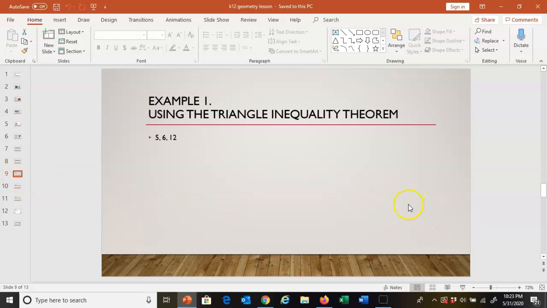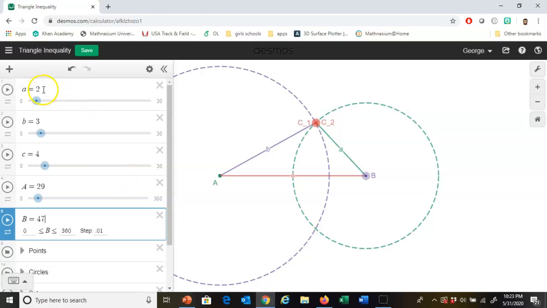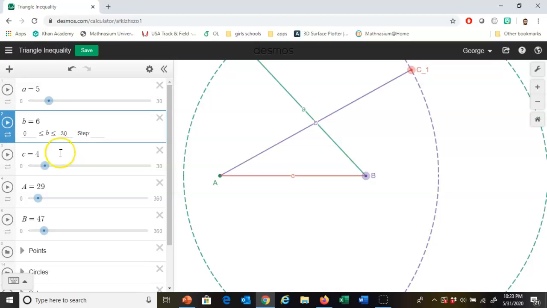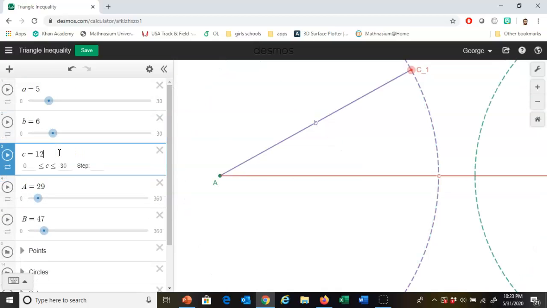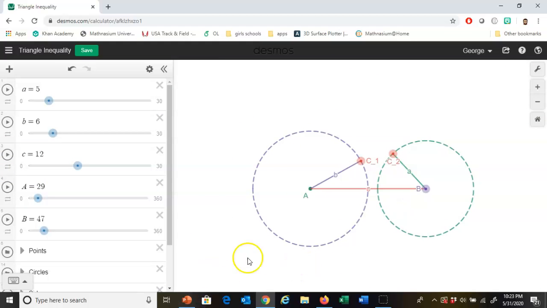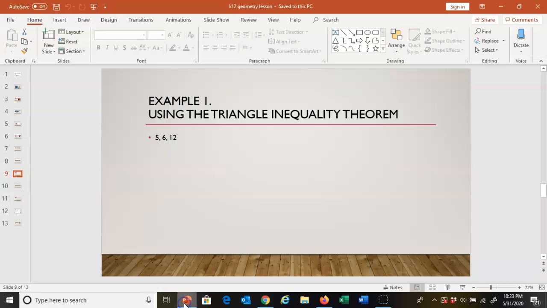So now that we know that, let's try a couple more examples. Does this work? 5, 6, and 12. Well, just looking at it, 5 plus 6, that's 11. That's not bigger than 12. So that's going to be a no. If we look at it over here, 5, 6, 12. Those are not reaching each other, so no matter what I set the angles to, they won't meet.